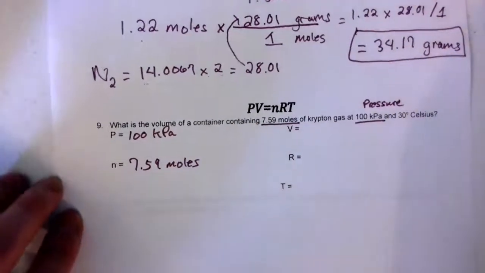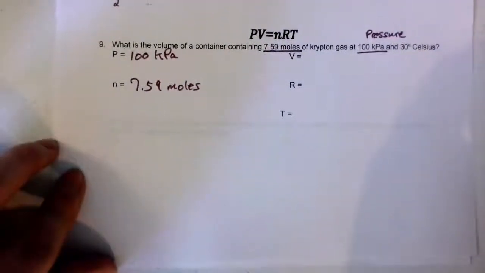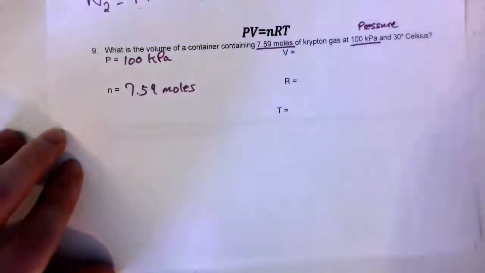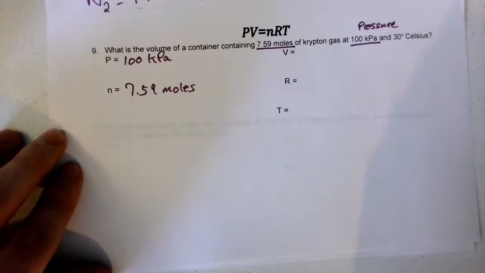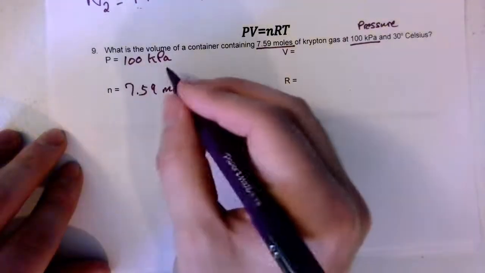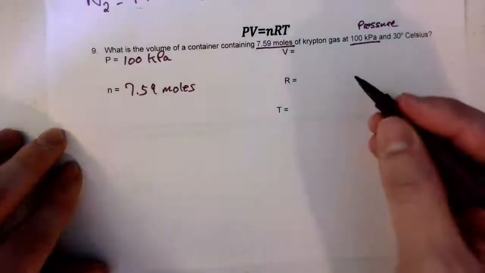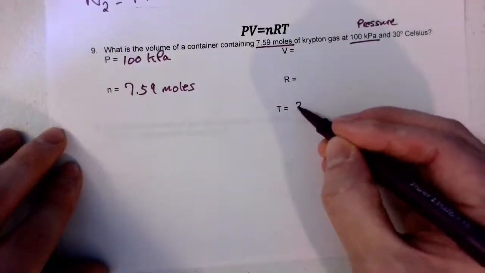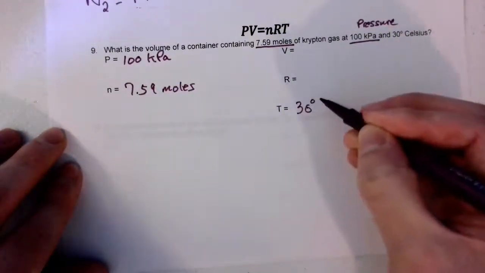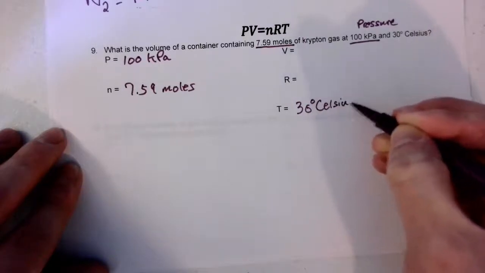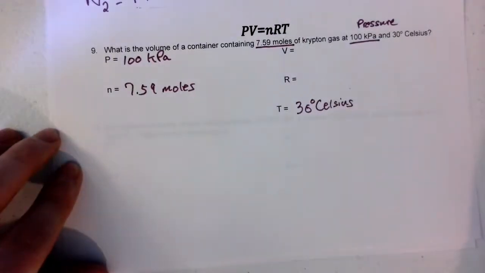Alright, in order to use the ideal gas law, the pressure has to be in atmospheres. So this is a problem, so we're going to have to convert this here in a second from kPa into atmospheres, and I'll show you how to do that. Alright, 30 degrees Celsius is a temperature. We're going to have to convert that into Kelvin as well.